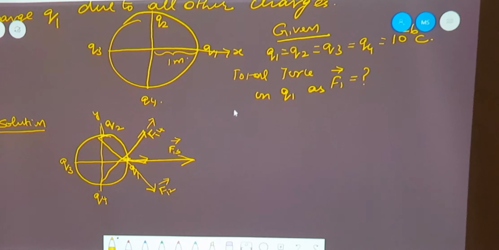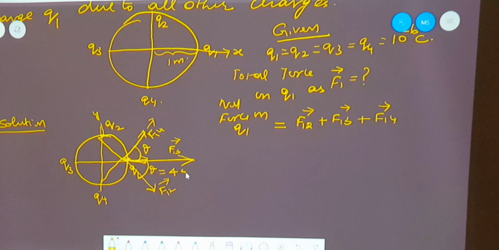Now, the net force on Q1 is equal to the vector sum of individual forces, that is F12 vector plus F13 vector plus F14 vector. Now you see, let us calculate this F12 and F14. These F14 and F12 are inclined at an angle theta with the horizontal, and this theta will be equal to 45 degrees because the angle between these two is equal to 90 degrees. So I can write, this is the horizontal line, this angle is equal to 45 degrees. So theta equals 45 degrees.